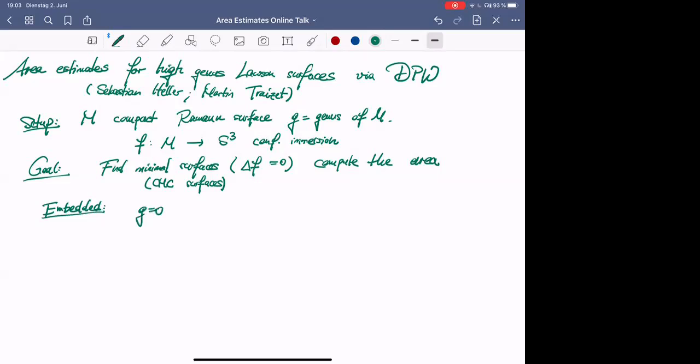For example, if you have genus 0, a topological sphere, then the only surface you obtain is actually a geodesic sphere. And the area is simply 4 pi.